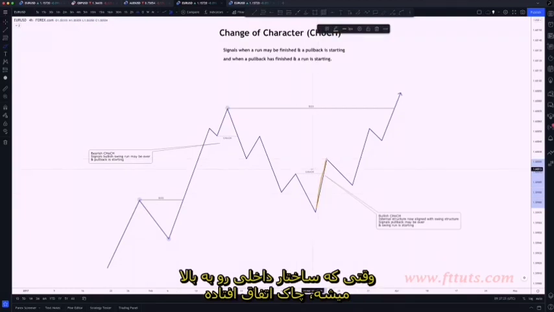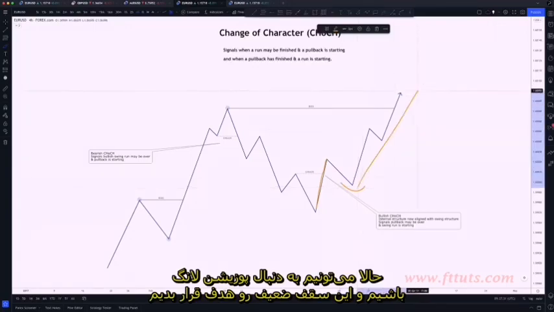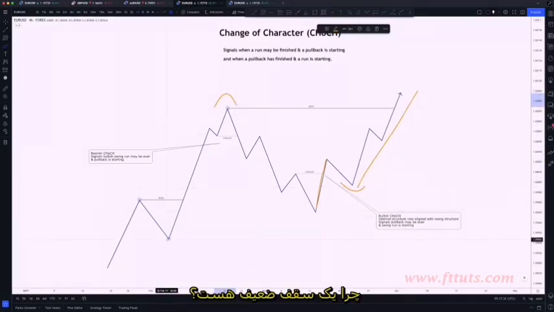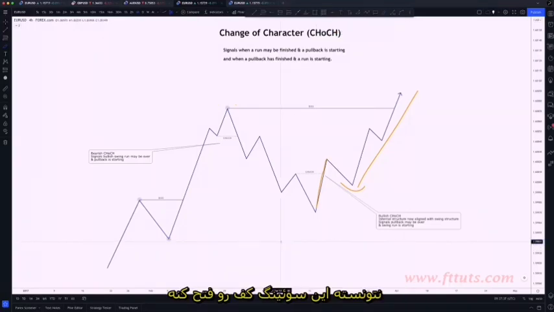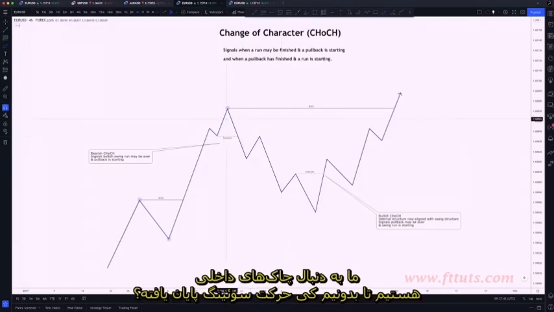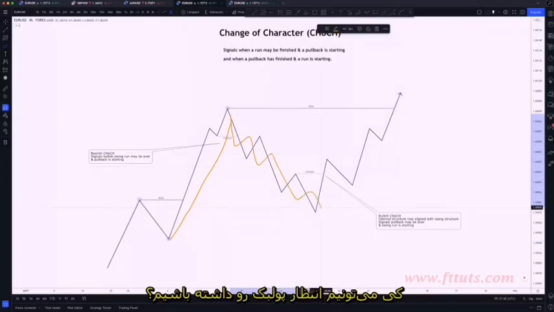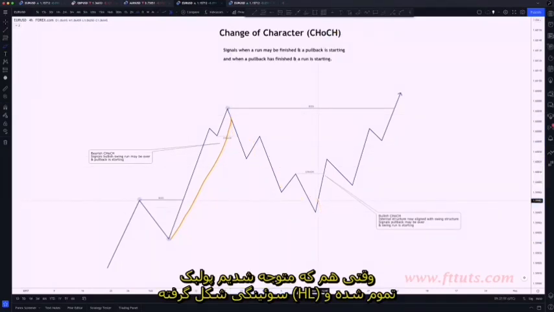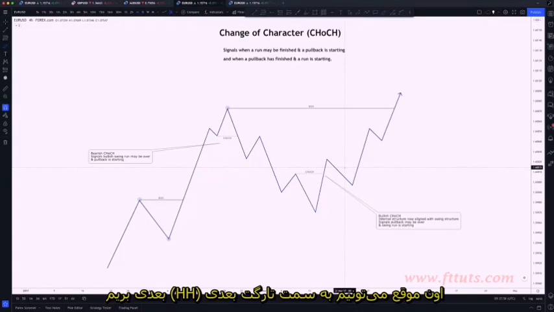And then when we get that internal structure to the upside, we get that change of character. Now we can look to get long and target what? Target that weak high. Why is that a weak swing high? Well, because it failed to do its job. It failed to take out that swing low. So just to keep this as simple as it needs to be, we look for those internal changes of character to help us know when this swing run has ended, when we can then start to anticipate the pullback, and then when we can anticipate that pullback has now finished, and we can anticipate that higher low is formed, and we can start to target that next swing high.